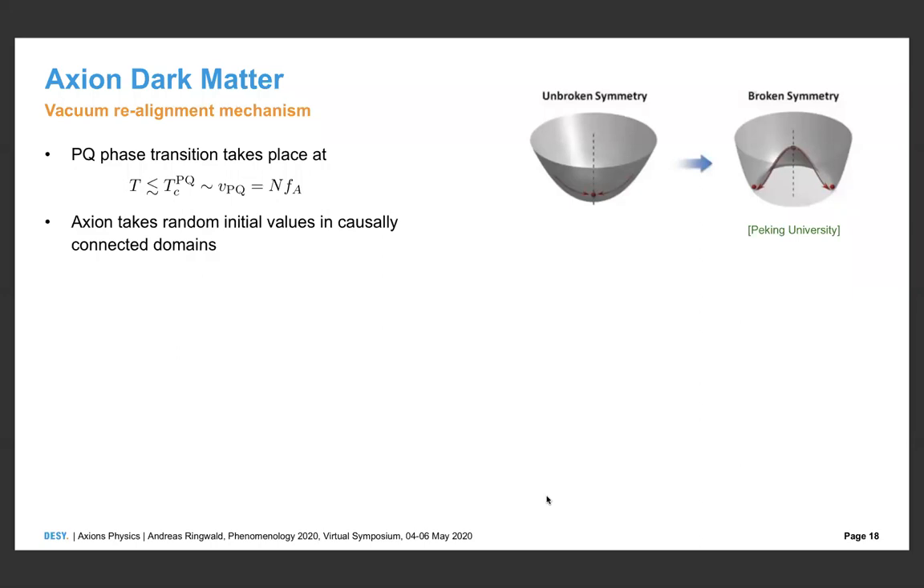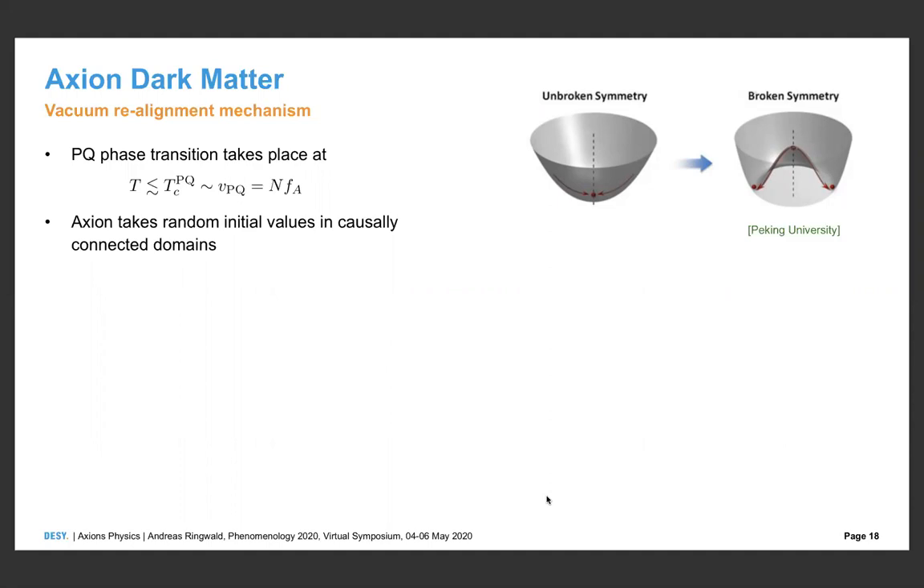Now I talk a bit about the vacuum realignment mechanism. Suppose you have such an invisible axion model. Then at high temperatures the Peccei-Quinn symmetry is restored, but at temperatures of the order of the Peccei-Quinn scale, the phase transition takes place and the axion comes into play.